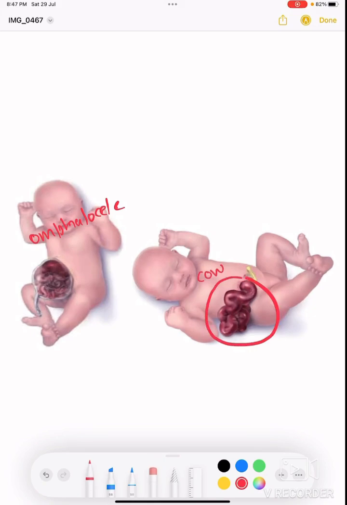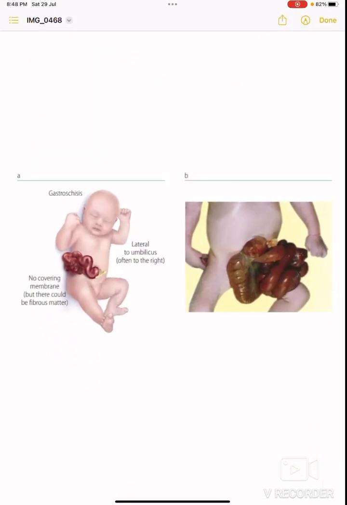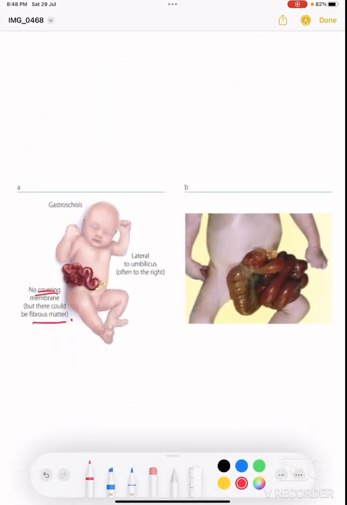Next image: is there any covering? No, the covering is absent, so it is gastroschisis. Next, again, there is no covering membrane, so it is gastroschisis.